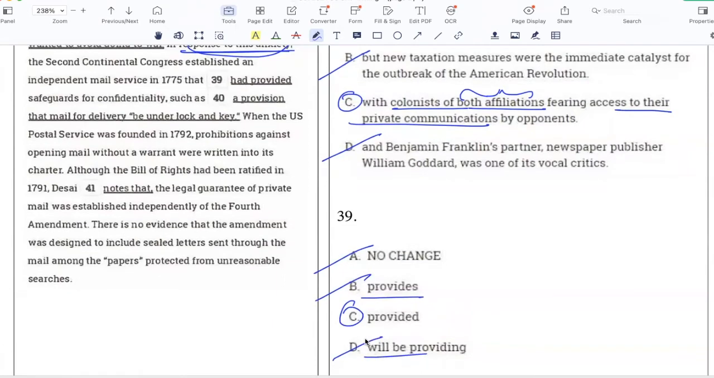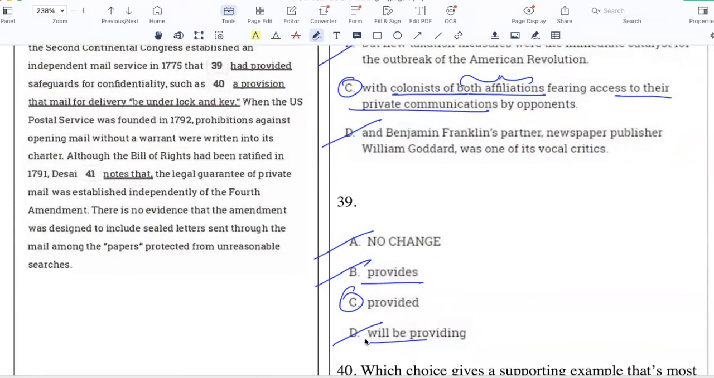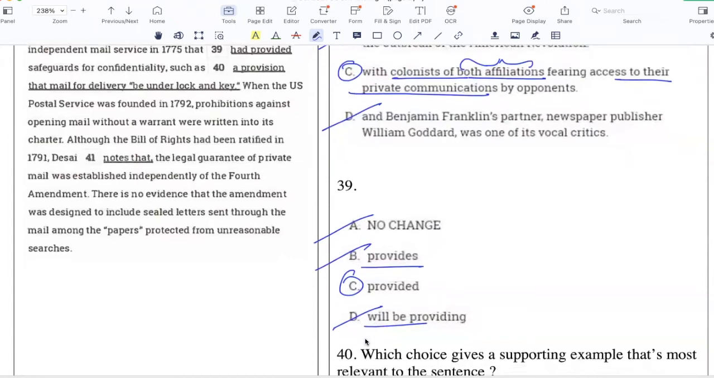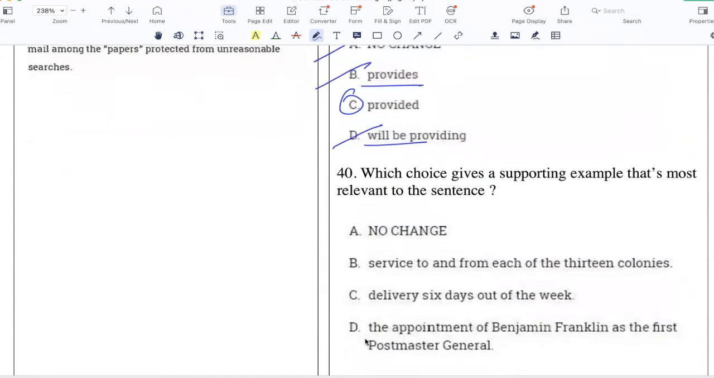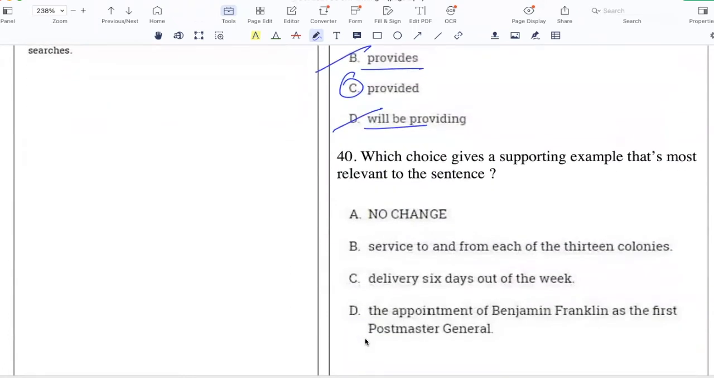The Second Continental Congress established an independent mail service that provided safeguards for confidentiality, such as a provision that mail for delivery be under lock and key. Which choice gives a supporting example that's most relevant to the sentence? Service to and from each of the 13 colonies, delivery 6 days out of the week, the appointment of Benjamin Franklin as the first Postmaster General. So this is no change, right?